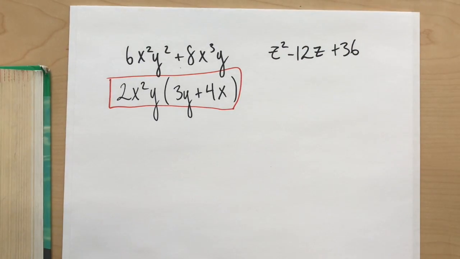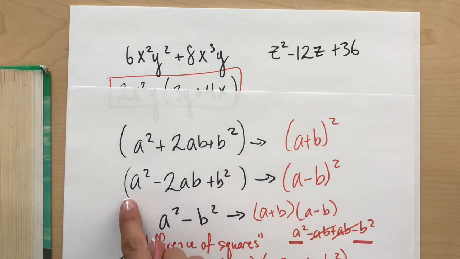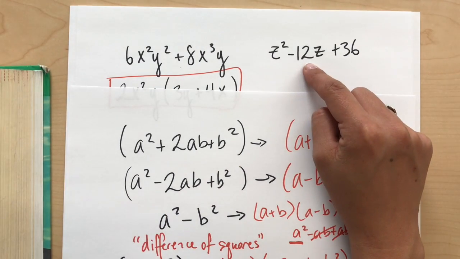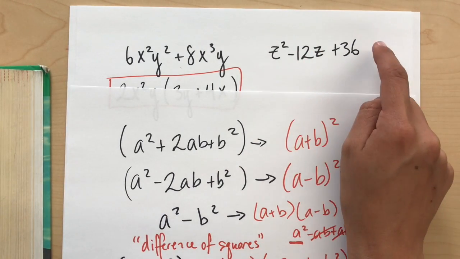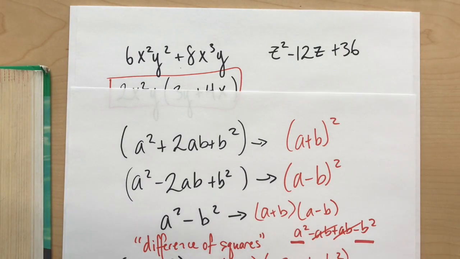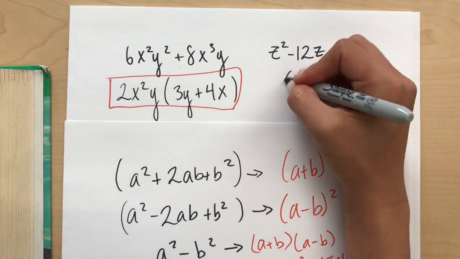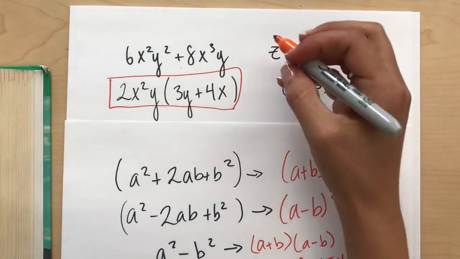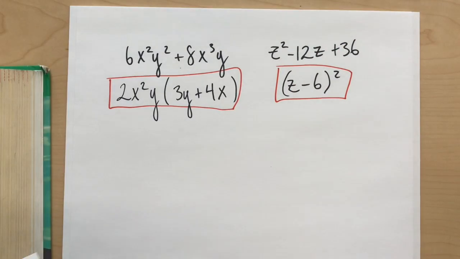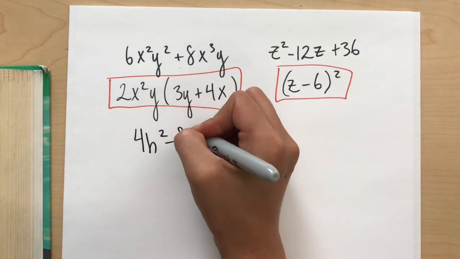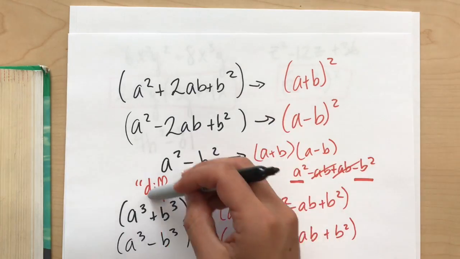If I do z squared minus 12z plus 36, I recognize that it looks like a squared minus 2ab plus b squared, because my a is going to be z, and my b is going to be 6. 6 squared is 36, and 6 plus 6 is 12, right? So it's just (z minus 6) squared. If that had been a positive 12z, then it would have been (z plus 6) squared.